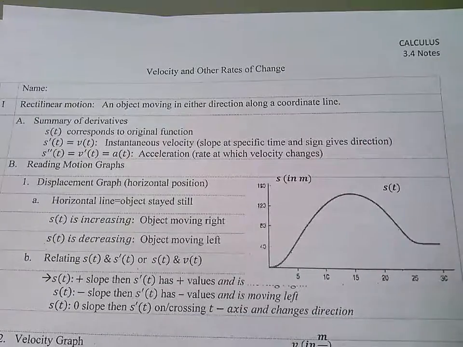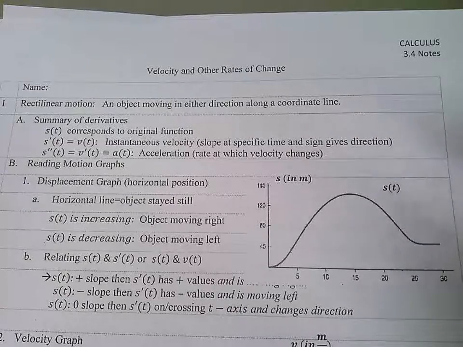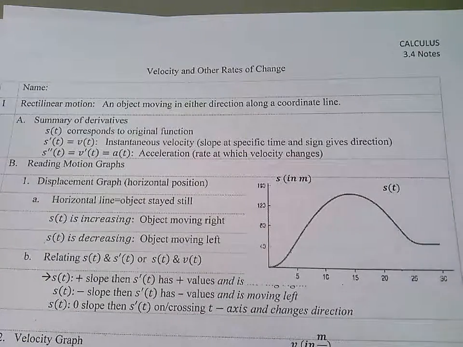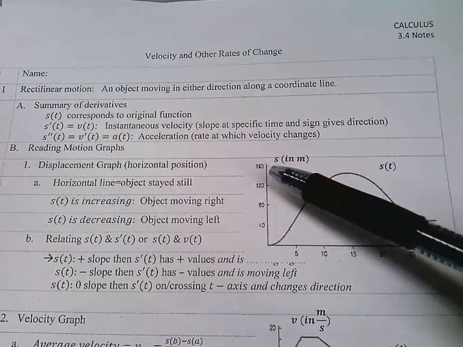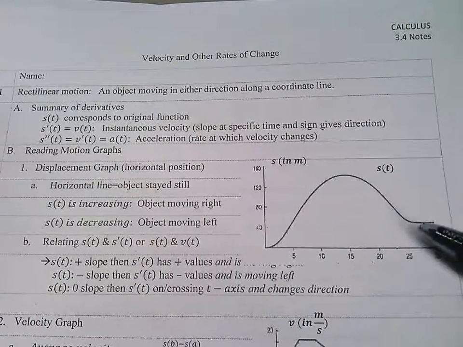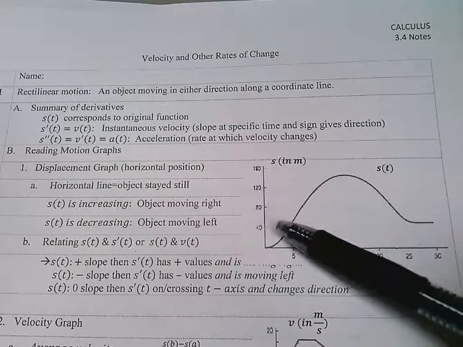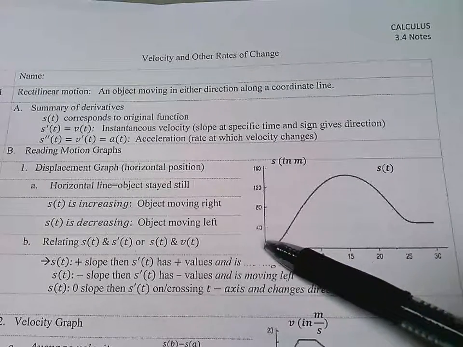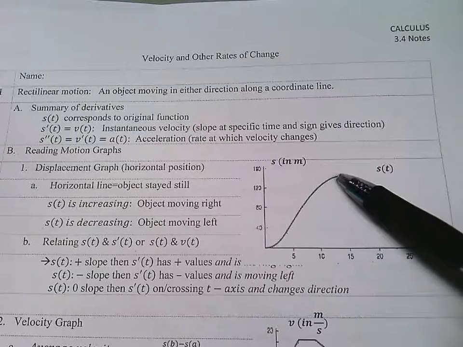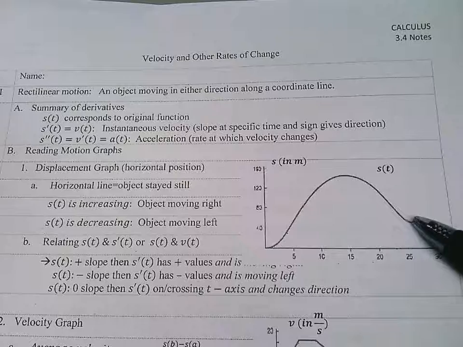Instantaneous velocity is the slope at a specific time, and the sign gives a direction, whether it's moving left or right, and then acceleration is the rate at which the velocity changes. Okay, so we have this displacement graph, so this is s. A horizontal line means it's staying still, which there really isn't any. When s of t is increasing, that's when the particle is moving right, and when it is decreasing is where the particle is moving left.